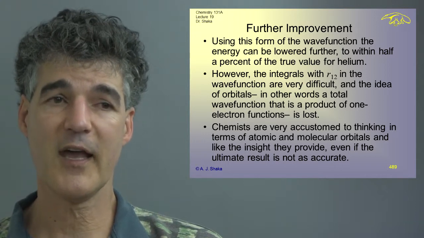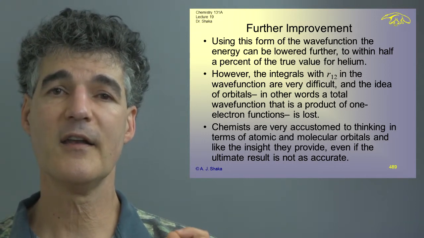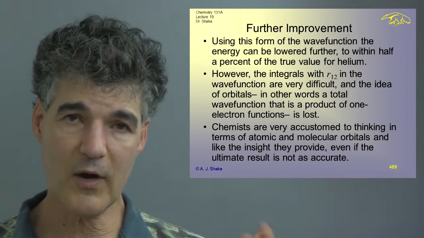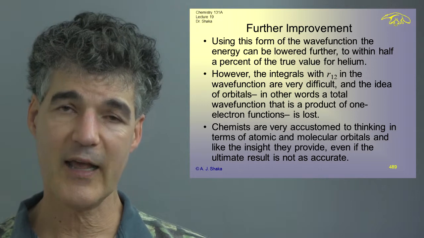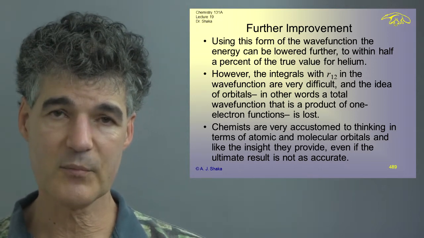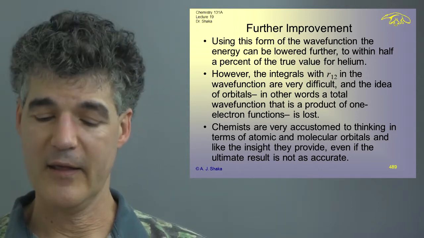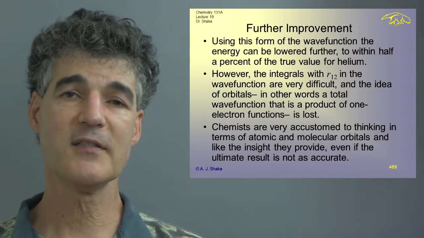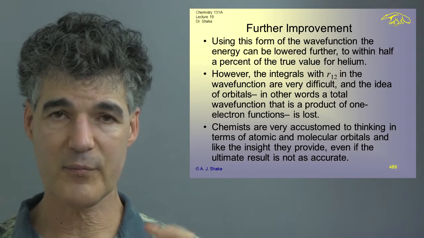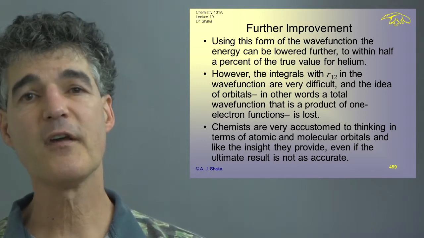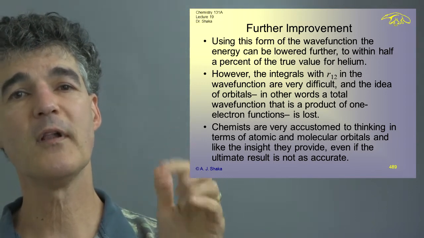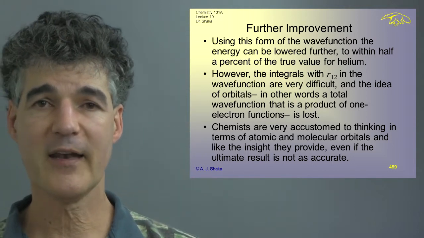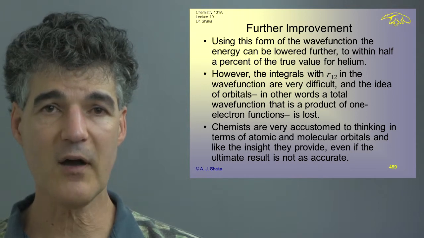Chemists really like the idea of orbitals where each electron has its own one electron wave function, and then the total function is the product. And they like that even if it's not the most accurate, because it allows them to think and predict what's going to happen, and think of which electron in which orbital has a higher energy than another one, and have some intuition about what's going on.